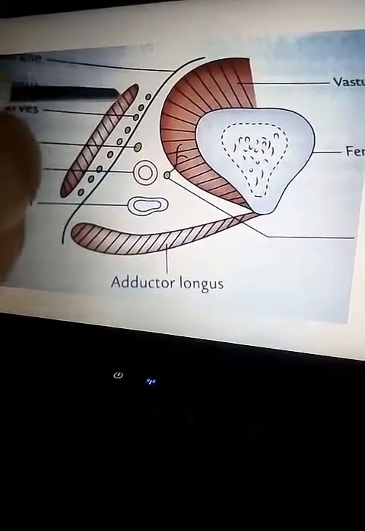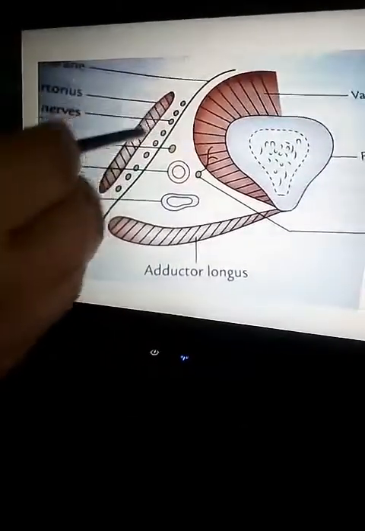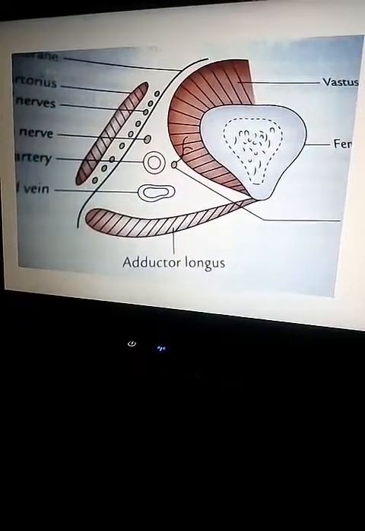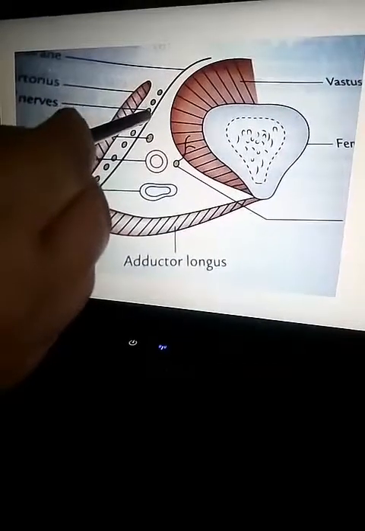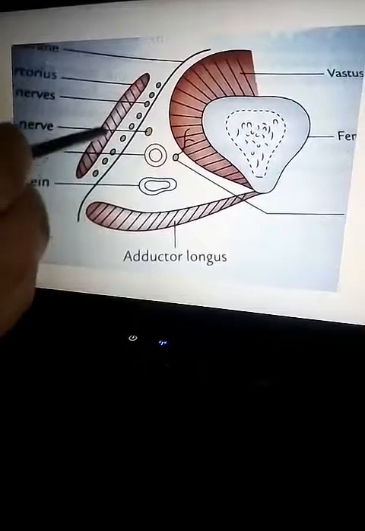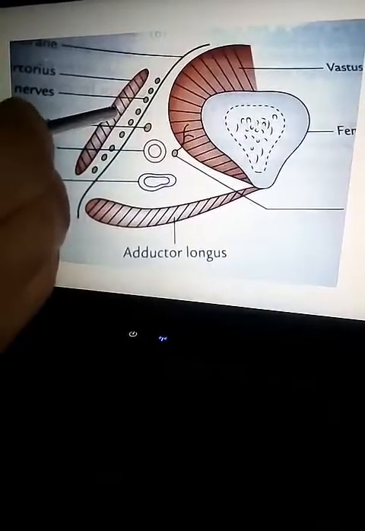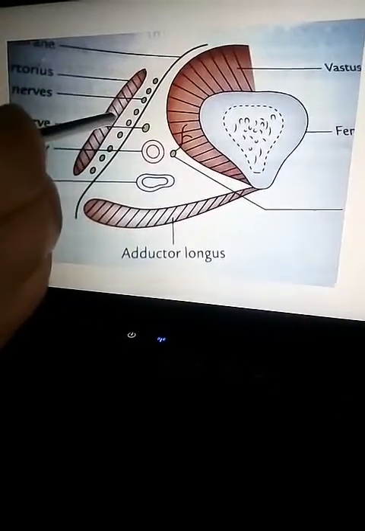The roof is overlapped by the sartorius muscle, and below the sartorius there is the subsartorial plexus of nerves. The subsartorial plexus of nerves lies on the roof, underneath the sartorius, that is between the roof and the sartorius. The plexus is formed by branches from the medial cutaneous nerve of thigh, saphenous nerve, and anterior division of the obturator nerve.